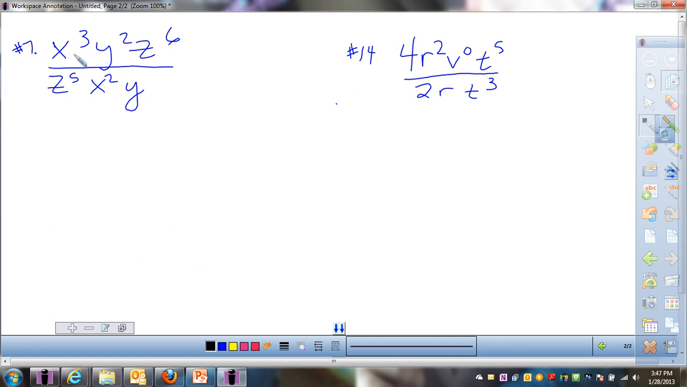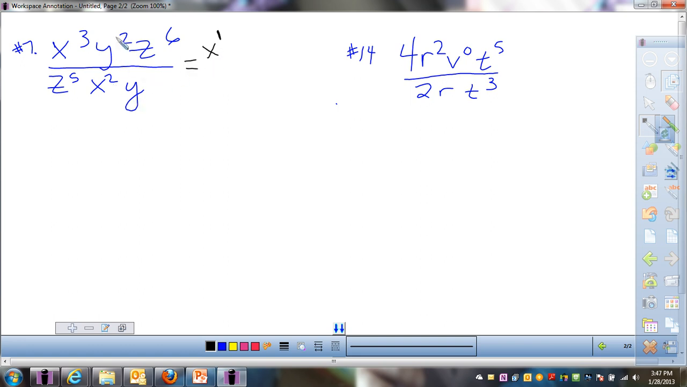So if you have like bases, see these x's? That's an x to the 3, that's an x to the 2. So when you divide them, you just subtract the exponents. So that leaves an x to the 1, which would be up top. Now I really don't need to put the 1, but I can just for the heck of it.